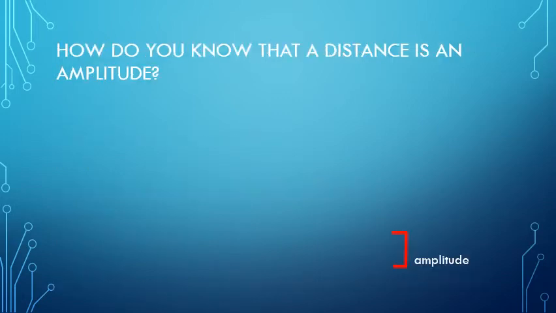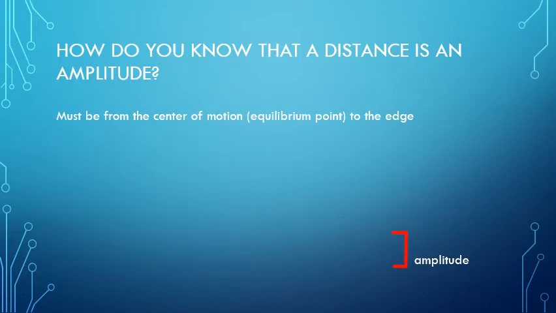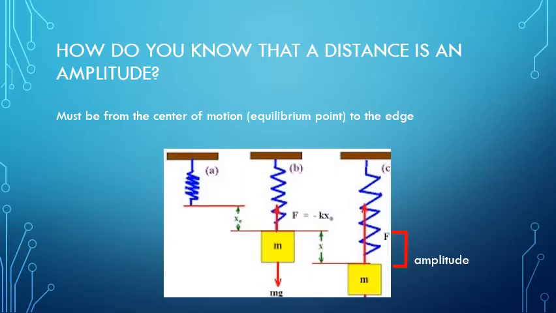Now, how do you know that a distance you're given is an amplitude? It has to be from the center of motion, the equilibrium point, to the edge. That's the only way you get a real amplitude. You can see it in the picture. There's a spring there, and they give you a distance of the spring, and then you add a mass to it from A to B, and then it goes down to a lower point. The second point is the equilibrium point, because you can see that it's balanced out. That mg, the force of gravity, is balanced out there.